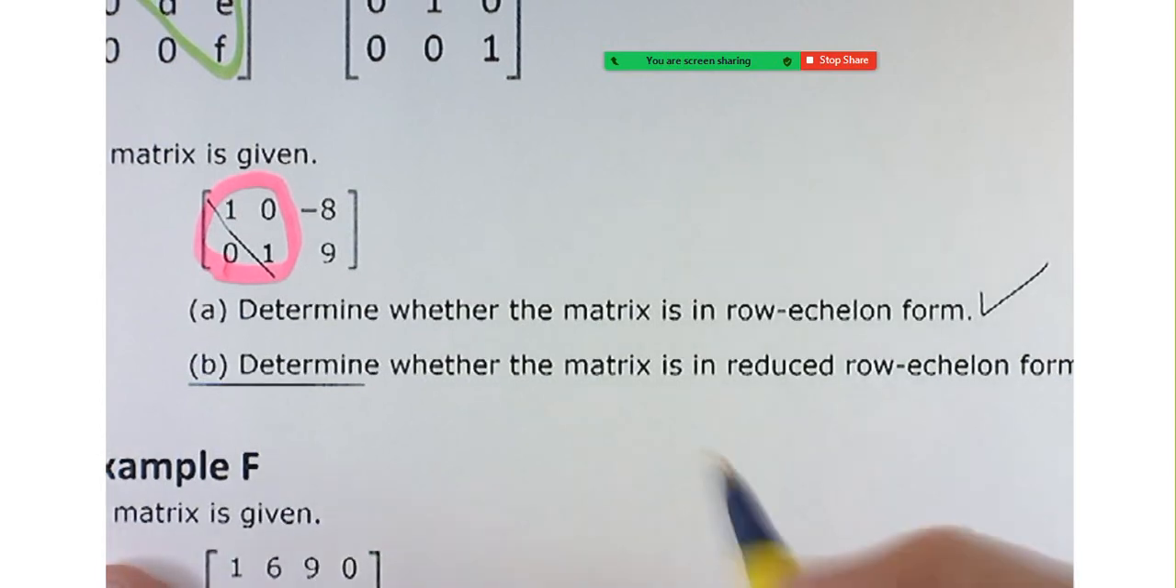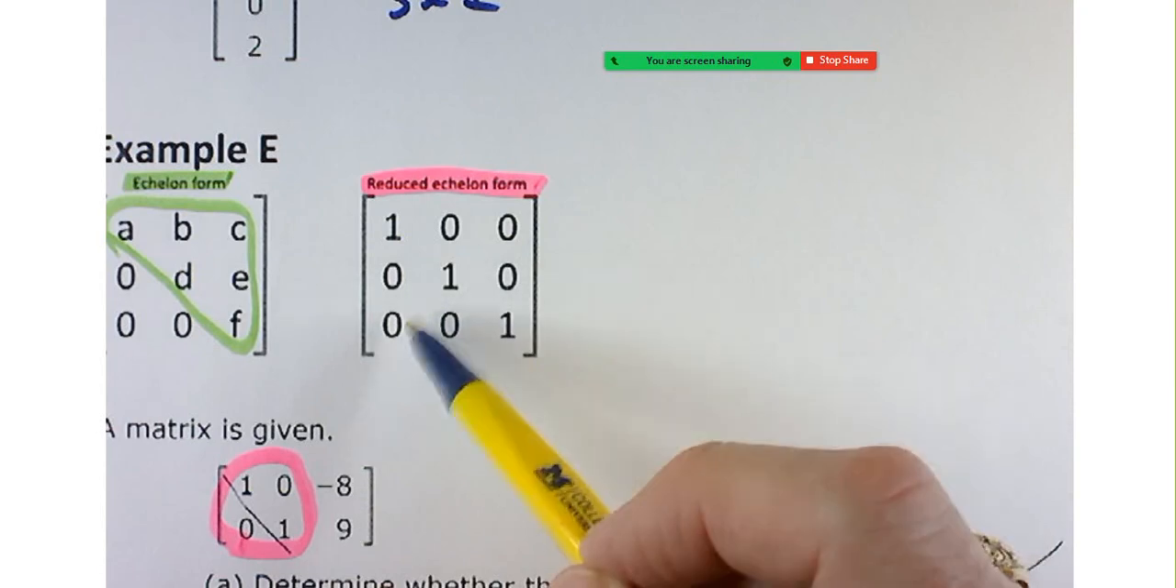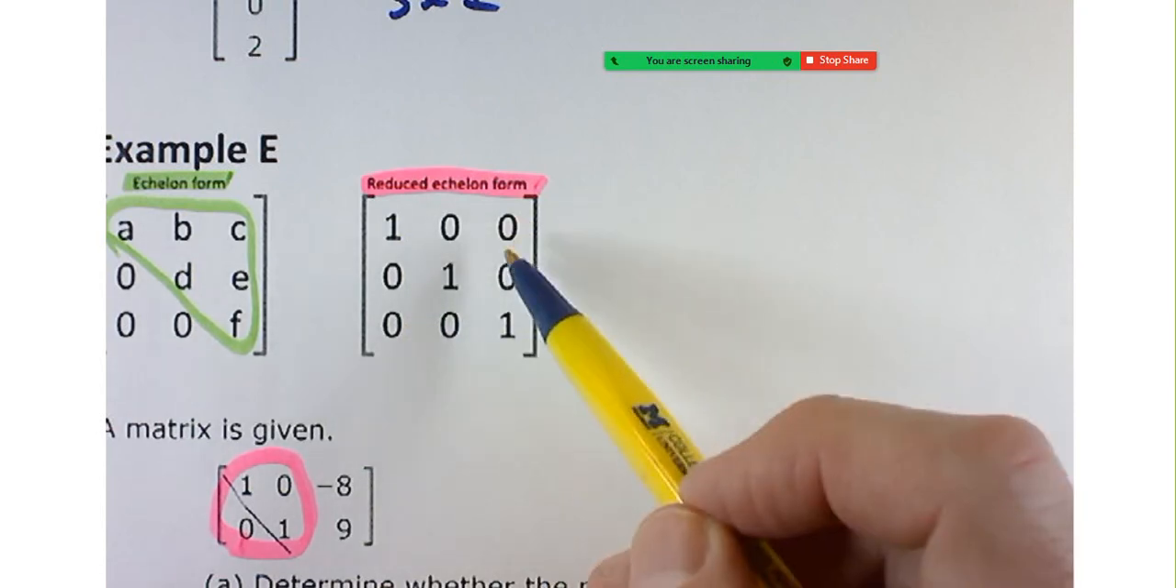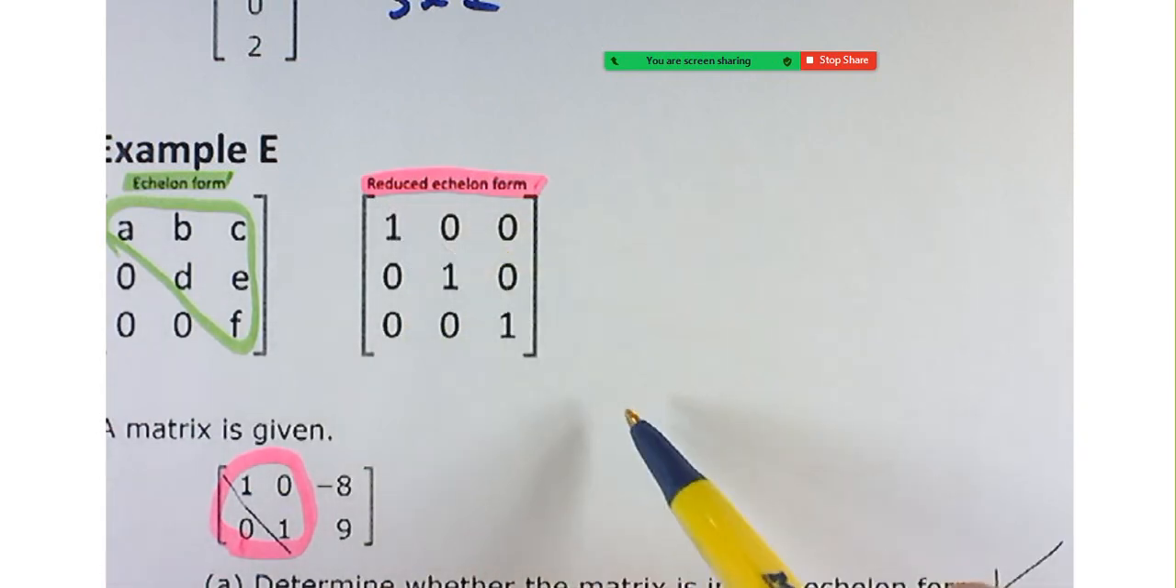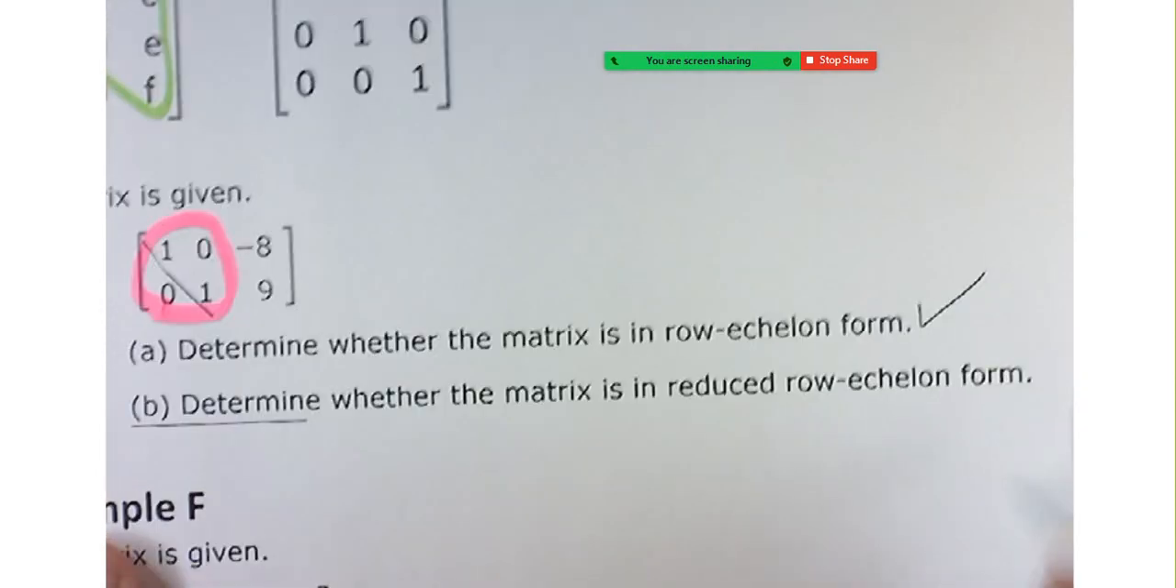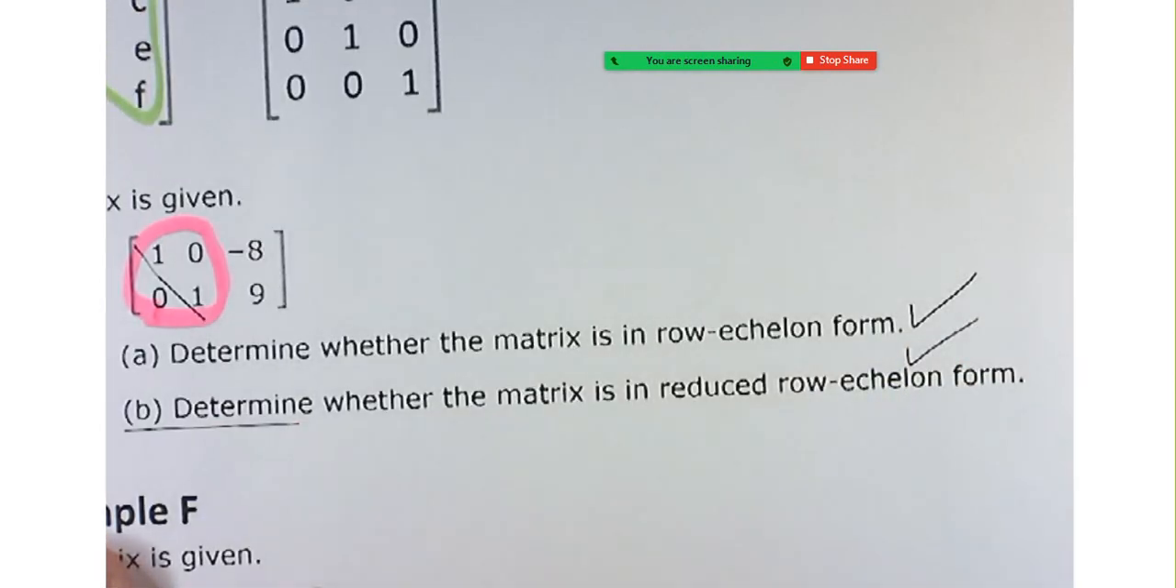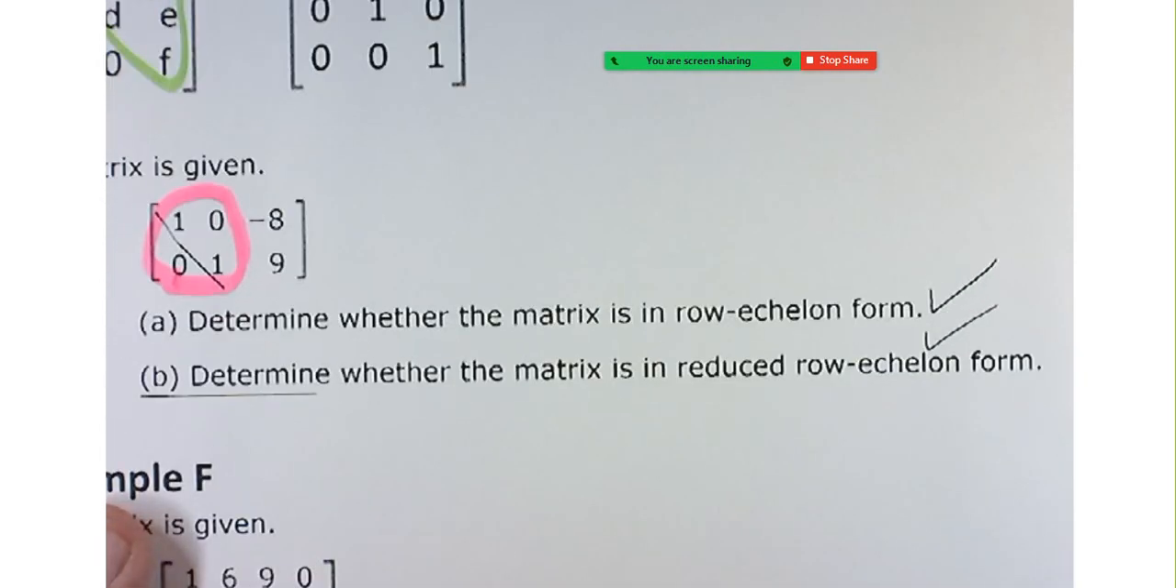But not only do we have a pattern like that, but we also have a pattern like this. We got zeros above and below the main diagonal with ones on that diagonal. So it's also reduced row echelon form. So that's pretty cool.